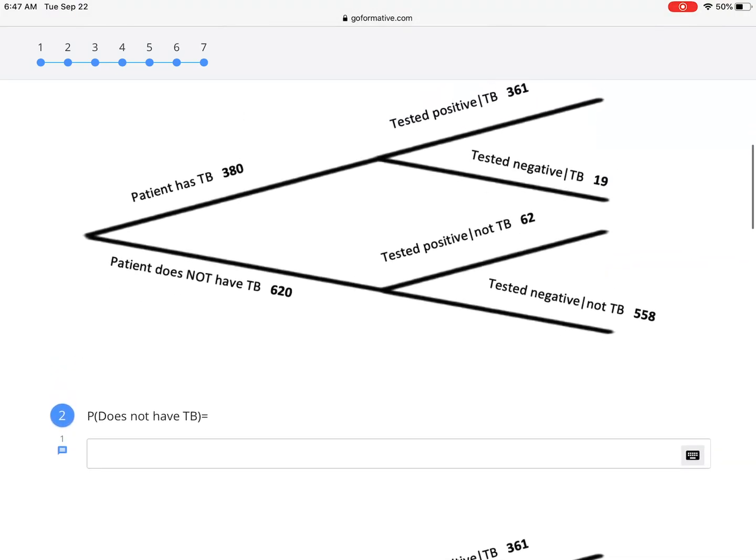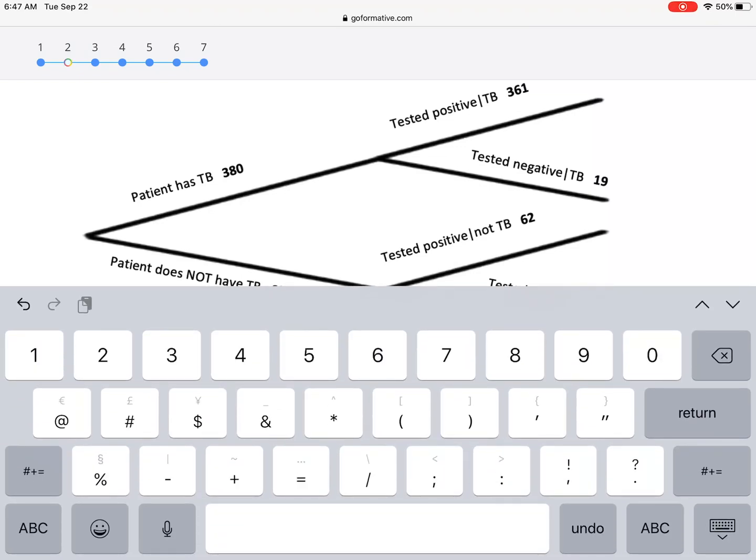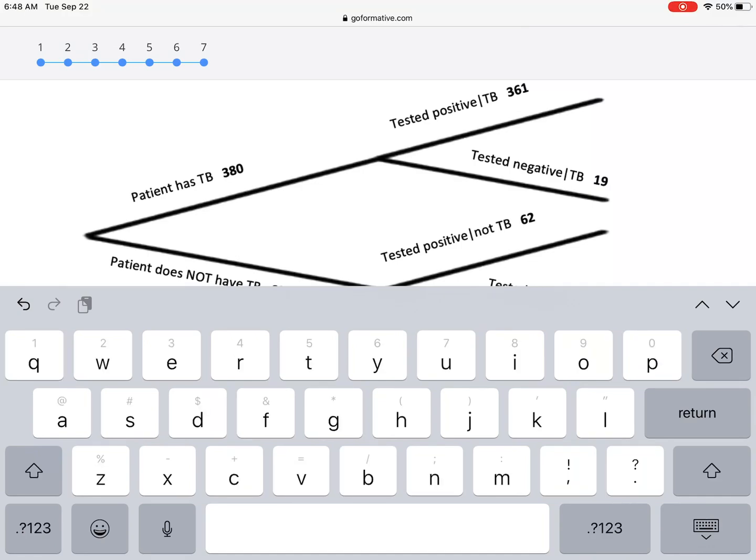Okay, going on for number 2. What's the probability that someone does not have TB? Well, does not have TB is 620 out of 1,000 people. 620 out of 1,000.